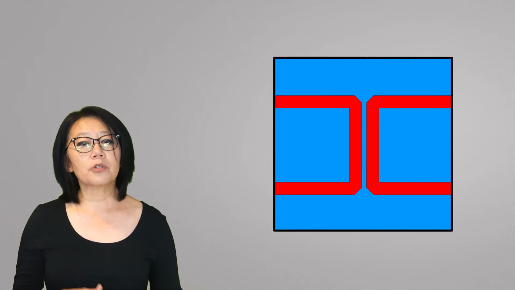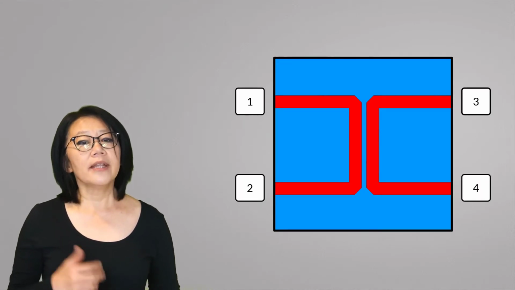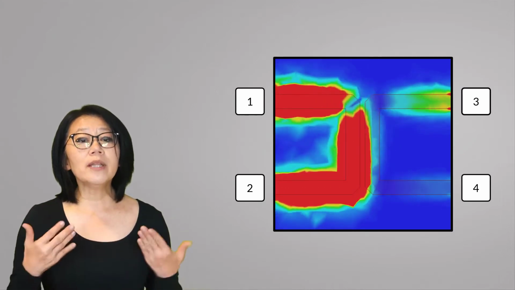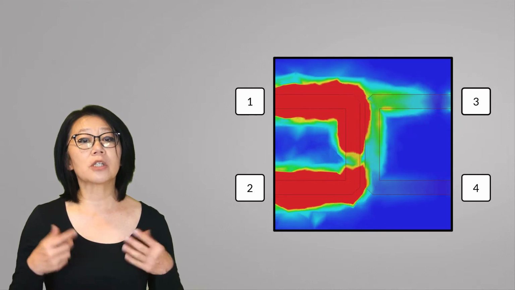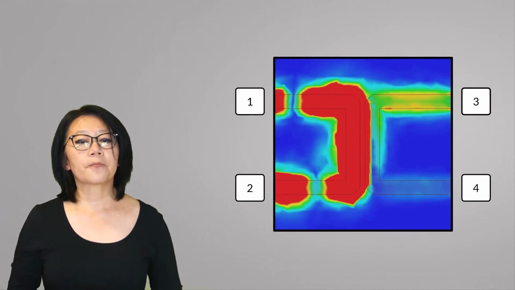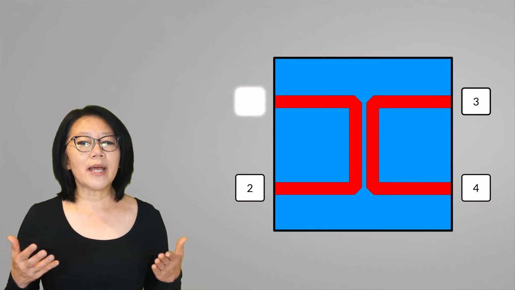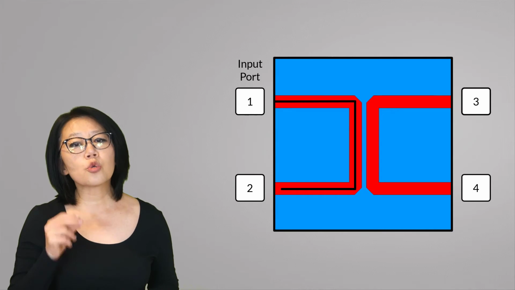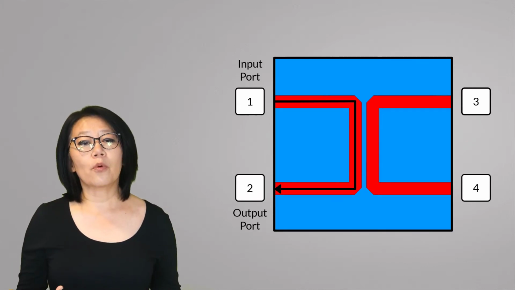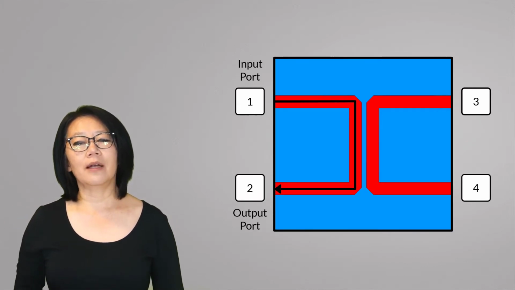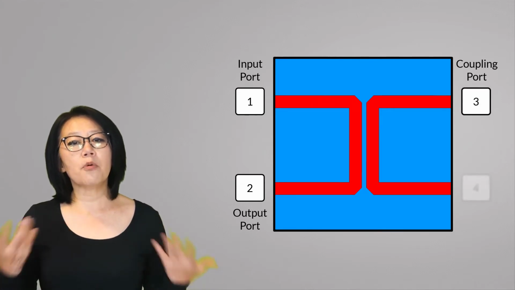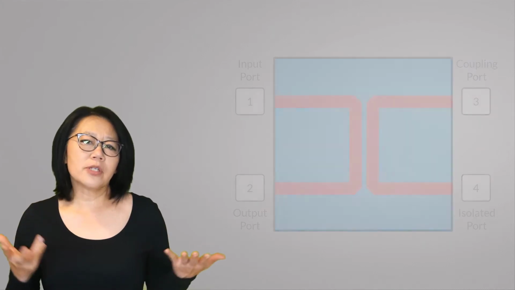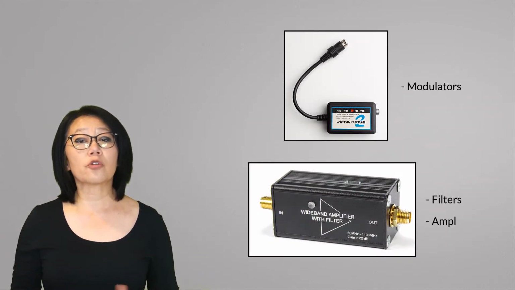A single section coupler is a four-port network device, and the interaction of the electromagnetic fields between the transmission lines from one line to the other section of transmission lines determines the amount of coupling. As shown here, port 1 acts as the input port where we put the excitation in, where power enters and flows towards port 2, which is the output port for this segment of transmission line. And then port 3 is the coupling port and port 4 is the isolated port. This single section coupler can be used in applications such as modulators, filters or amplifiers.